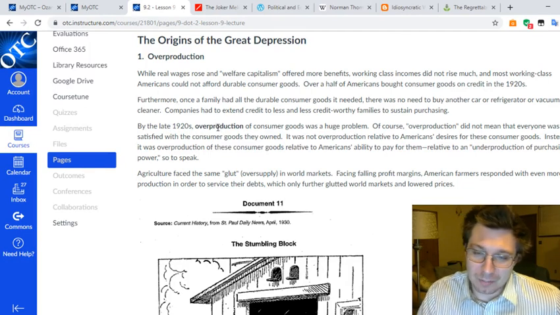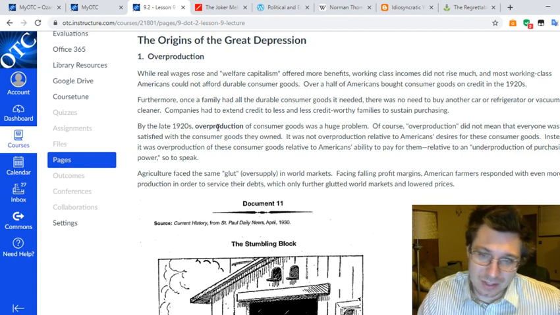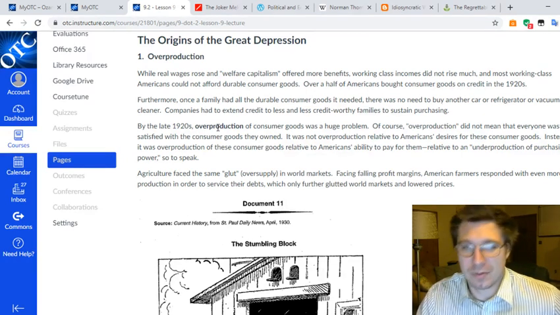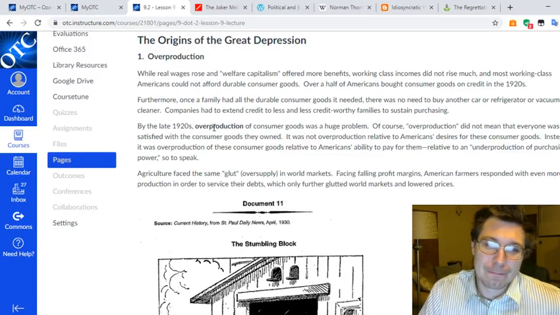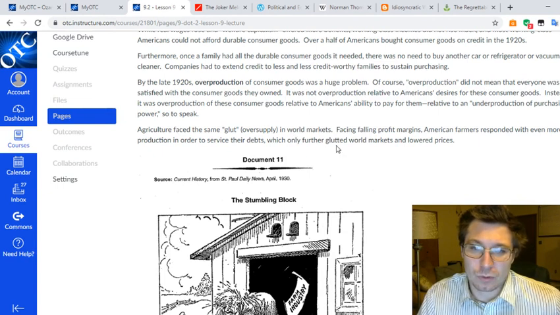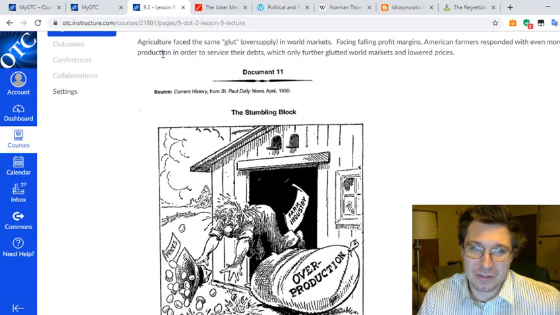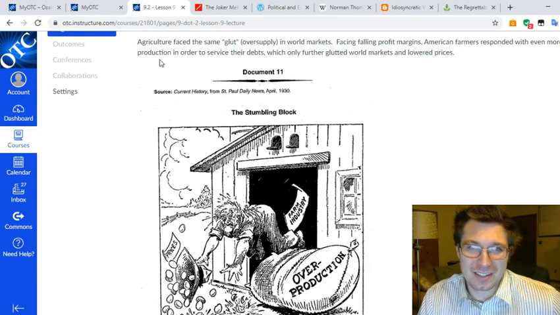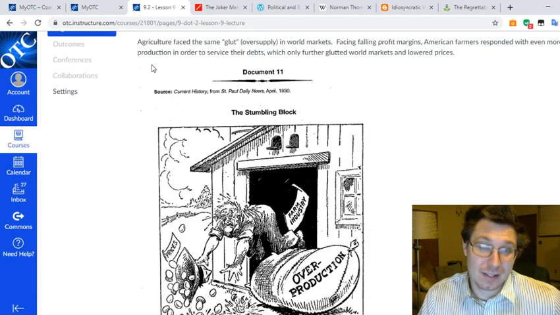People don't have enough money to purchase things. Businesses go out of business. They lay off workers. That reduces purchasing power even further. And even agriculture faced the same glut or oversupply in world markets. And facing these falling profit margins, American farmers responded with even more production in order to service their debts, which only further glutted world markets and lowered prices. So it could be kind of a vicious downward spiral where the problem would feed on itself.